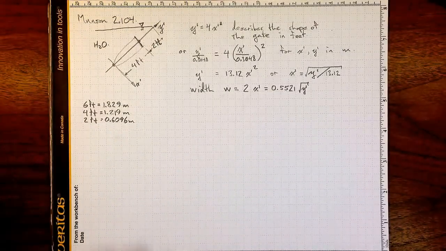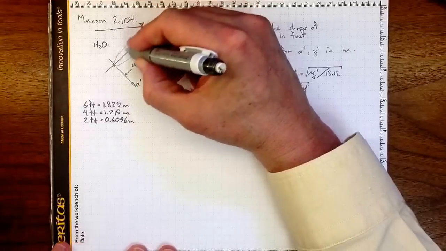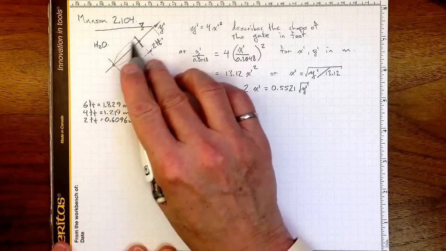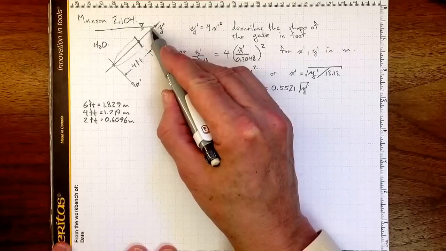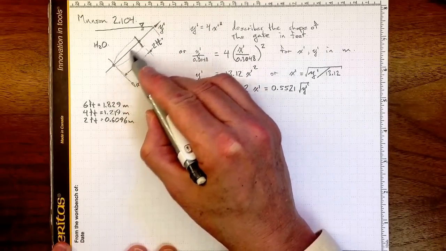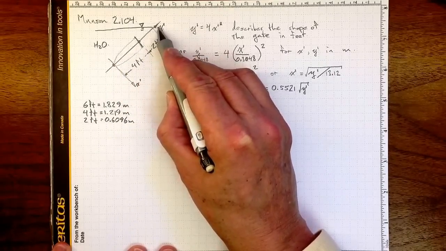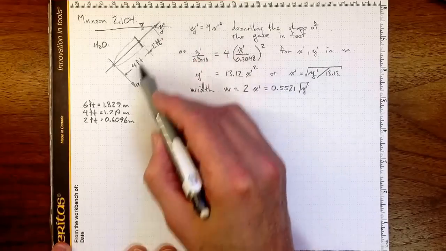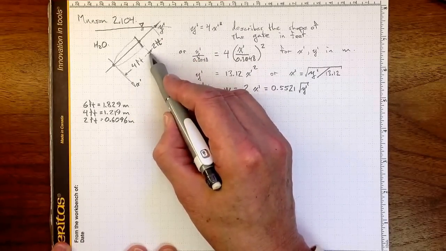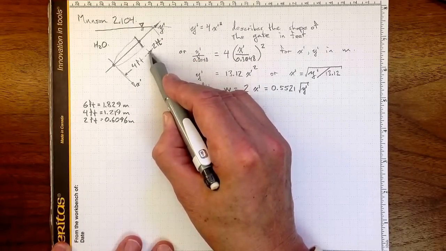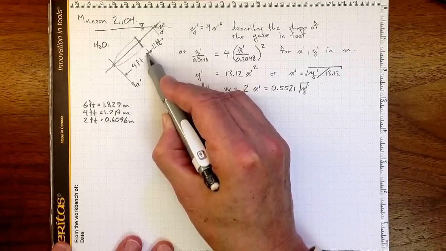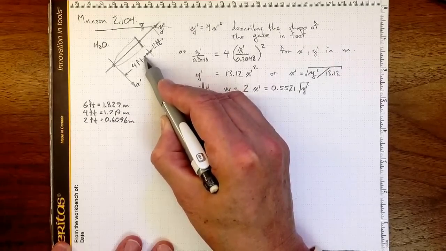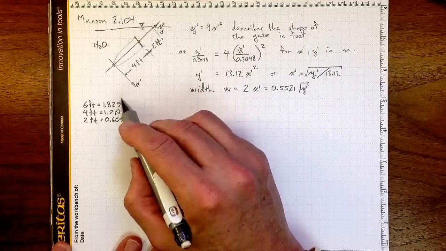Munson 2104 asks for the force exerted by the water on this underwater gate. This gate is 2 feet down from where this axis y prime would meet the surface of the water, and the gate is 4 feet tall. Now this is in British units or US units, feet and inches and so on. It will work out way better if we convert this to metric to solve our problem.